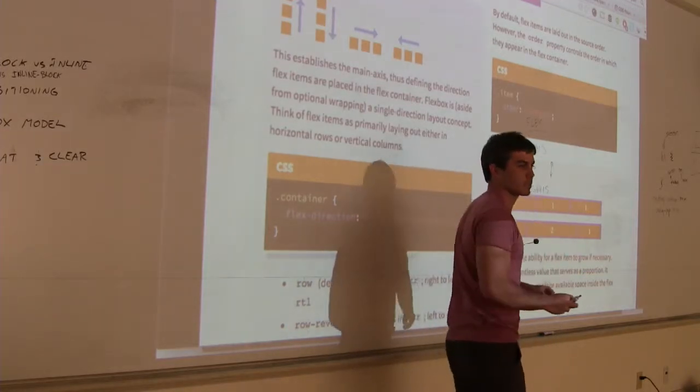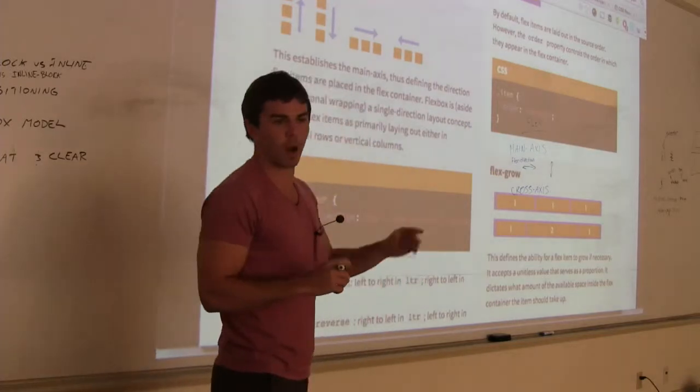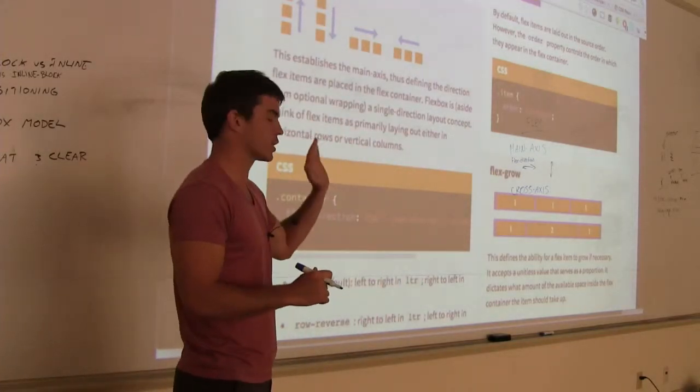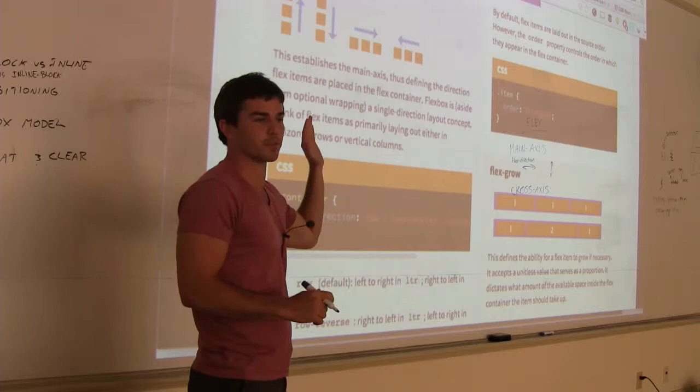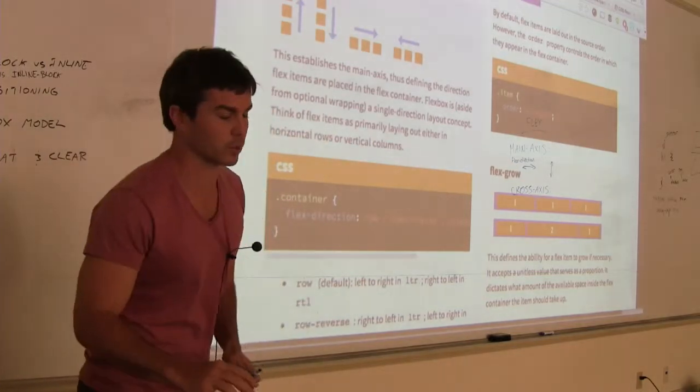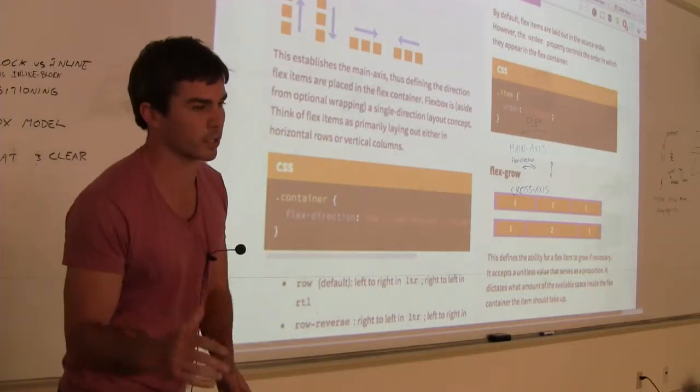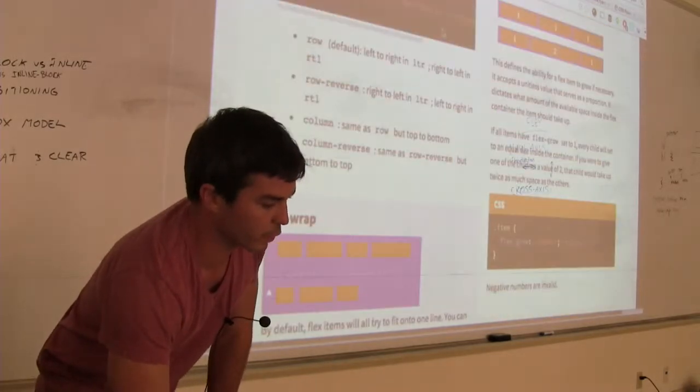Okay? Does that make sense? Yep. So row is horizontal. Column is vertical. So that's going to be your main axis. So that's what flex direction determines, right? It sets your main axis and the direction in which it goes.